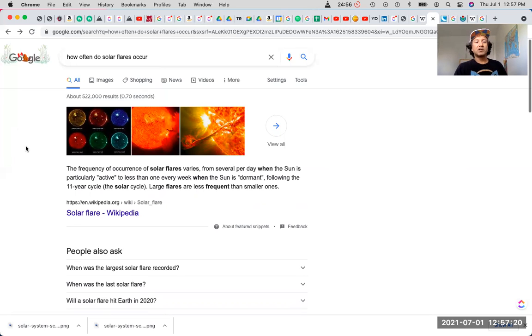Well, let's read this. The frequency of occurrence of solar flares varies from several per day when the sun is particularly active to less than one every week when the sun is dormant. Following the 11-year solar cycle, large flares are less frequent than smaller ones. Okay, so I was wrong. So basically what this is saying is it depends on which duration you're actually looking at.